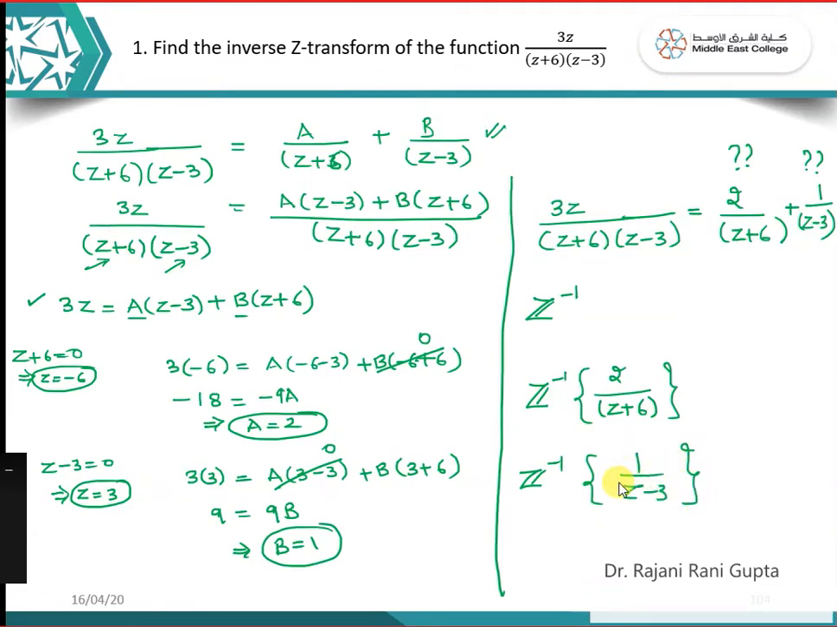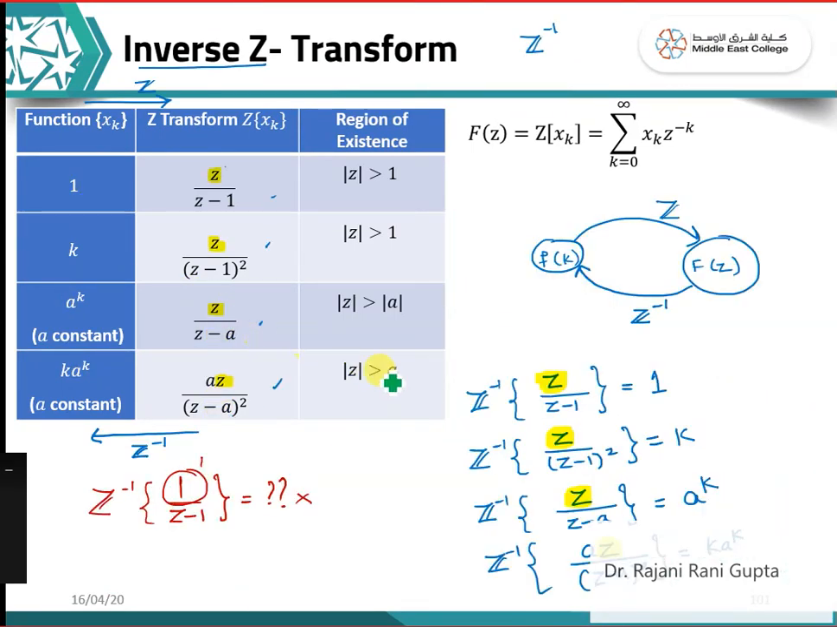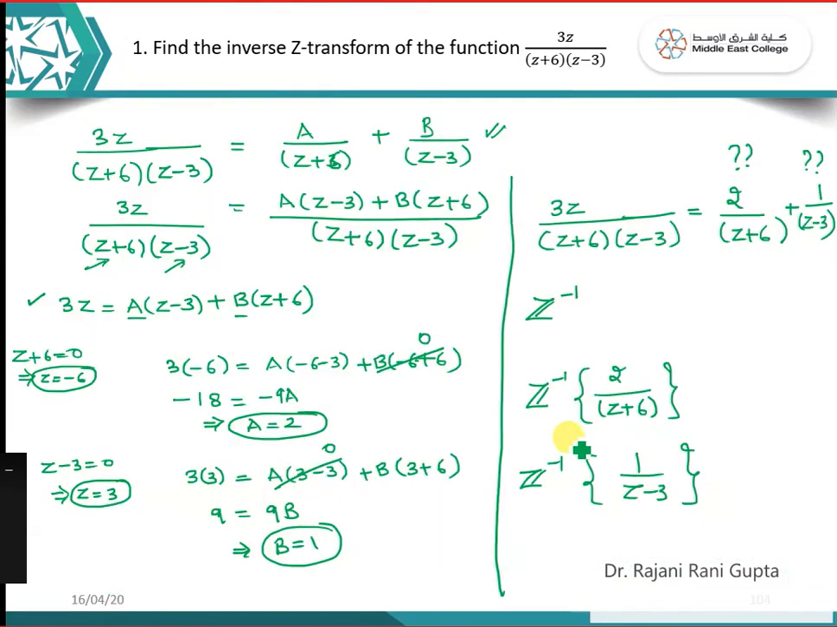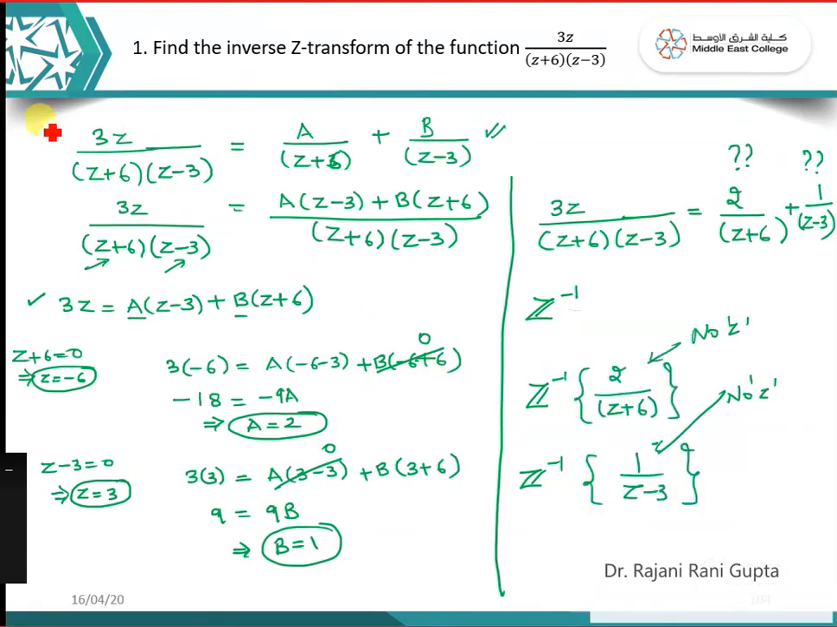As I said here, in all the rules we need z in the numerator, right? We need z. So we are stuck here. There is no z term in the numerator. So to overcome this issue, what we are going to do is keep the z safe from the beginning.